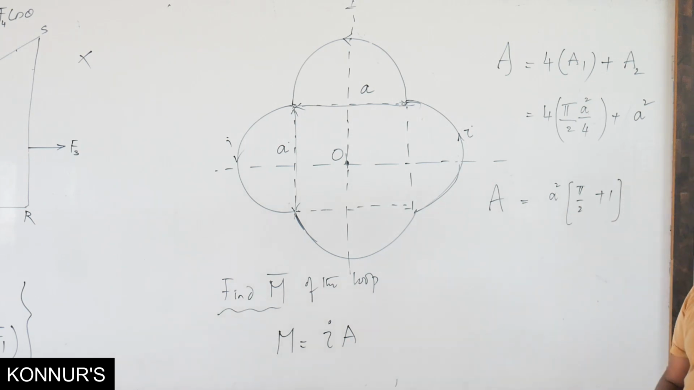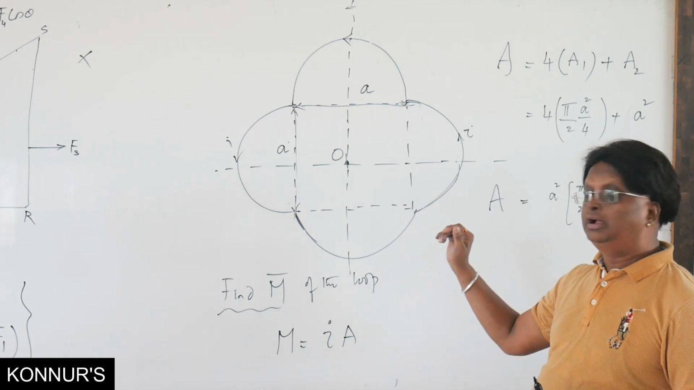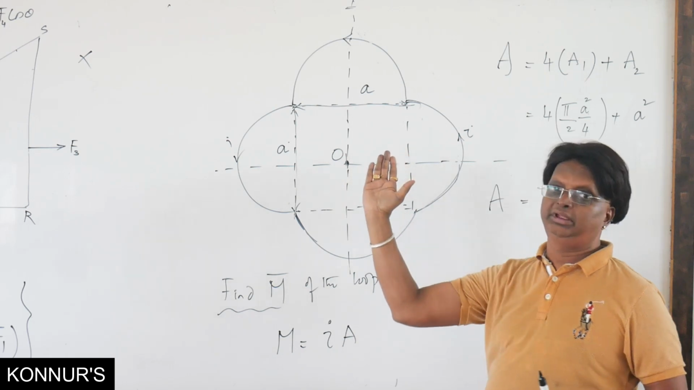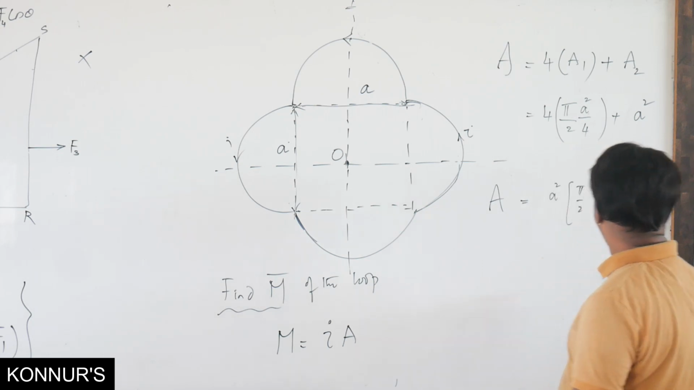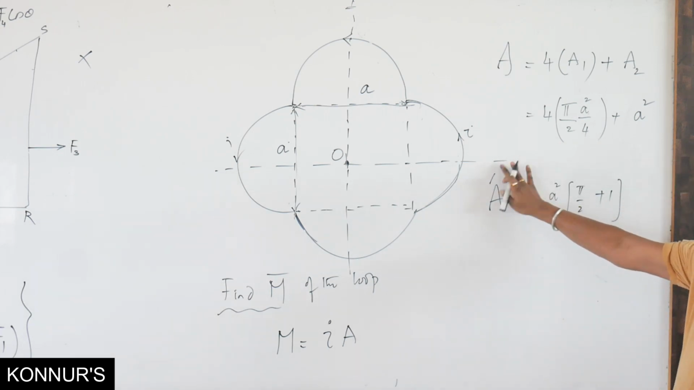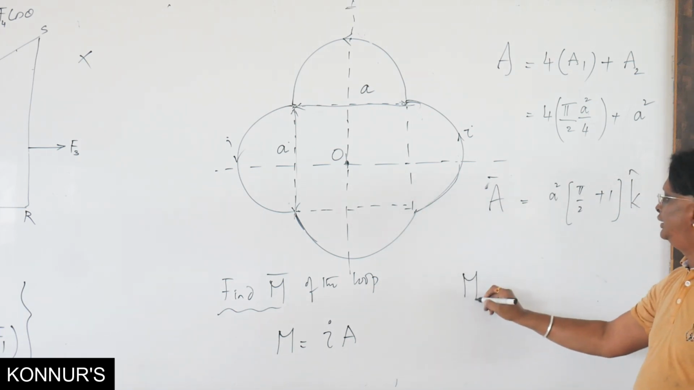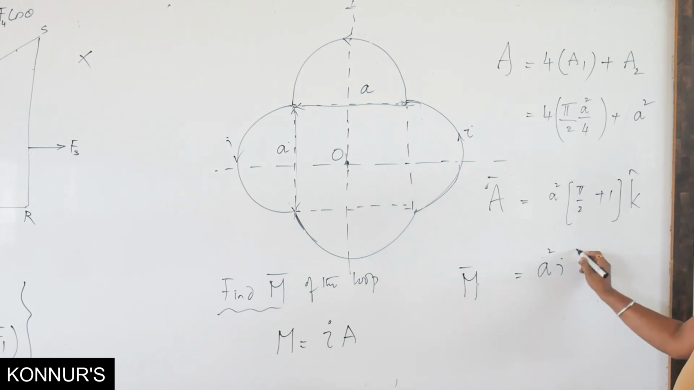What is the direction of A cap? Always we are told A cap is outward normal. If this is the plane, which is xy plane, outward normal is towards you, that is z axis. The positive z axis you get. Therefore, I will write it as A bar is equal to, here I will write K cap. So the final answer is m bar is equal to simply I times A. So this is A square I into pi by 2 plus 1 K cap.